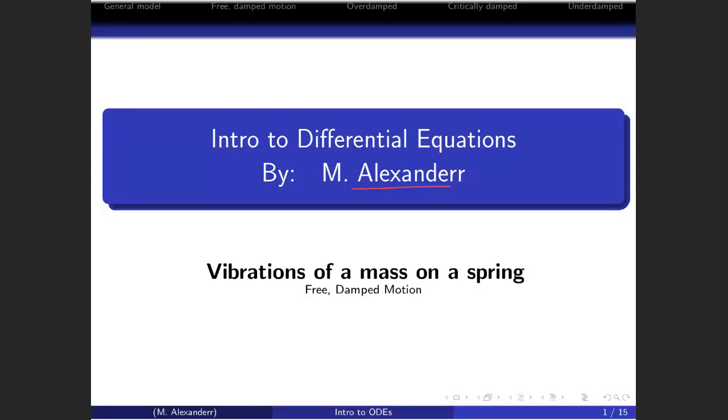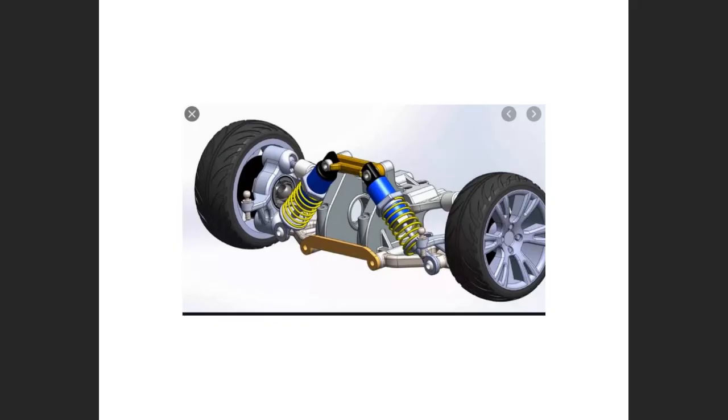So today we'll continue talking about the vibrations of a mass on a spring, and then we'll deal with the free damped motion case. And damped means the following, so I'm going to share a photograph here. This is something that I Googled online, and if you Google car suspension, then this is something that you'll get there. So I'm just trying to give out some credit there.